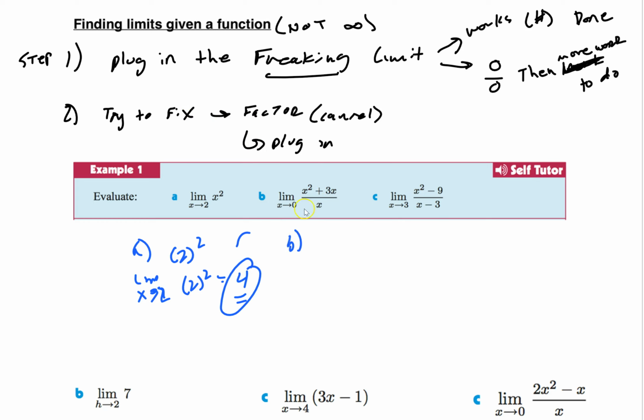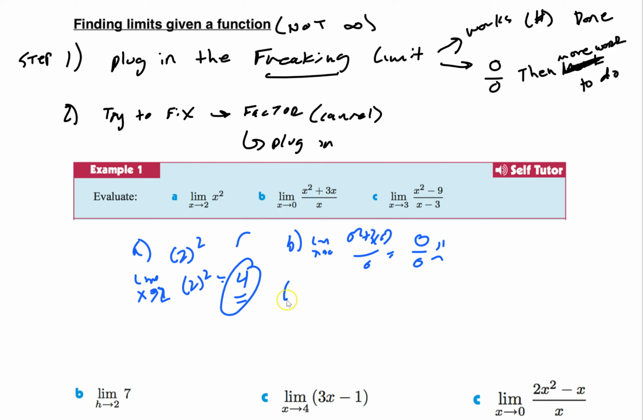Let's move on to the next one. B. Plug in 0. So the limit as x approaches 0. This is technical: 0 squared plus 3 times 0 over 0. And sadly, I'm going to get 0 over 0. That's sad. I could get 0. 0 is a good answer, but 0 over 0 is bad. I have to fix this. So remember, we're in IB. The only thing you have to worry about fixing is factoring. Notice the top both have an x.